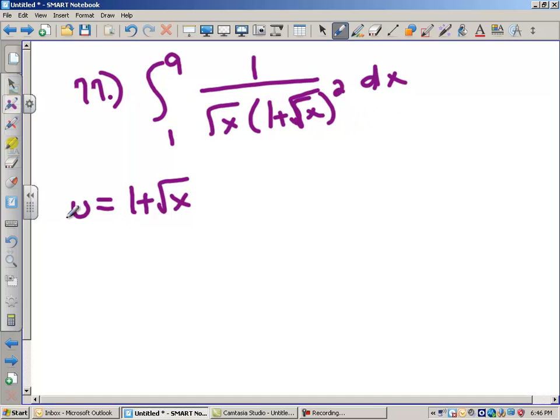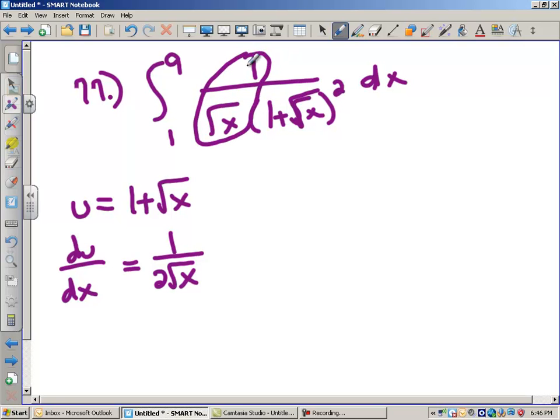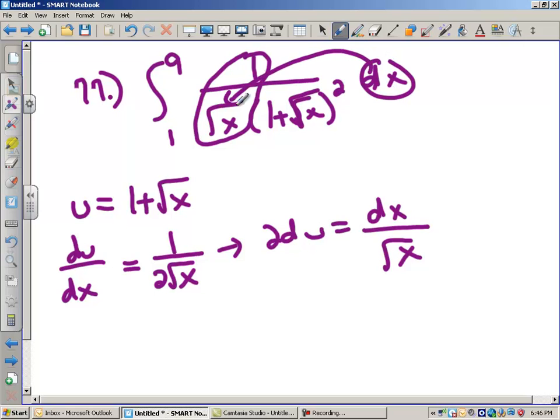Now, I can take my derivative of this, so that I've got du dx is equal to 1 over 2 square roots of x. Now, what do I have left over? If this is my u, I've got 1 over the square root of x, but I don't have 1 over 2 square roots of x. So I'm going to multiply both sides by 2, and I'll get that 2 du equals dx over the square root of x, which is what I have.